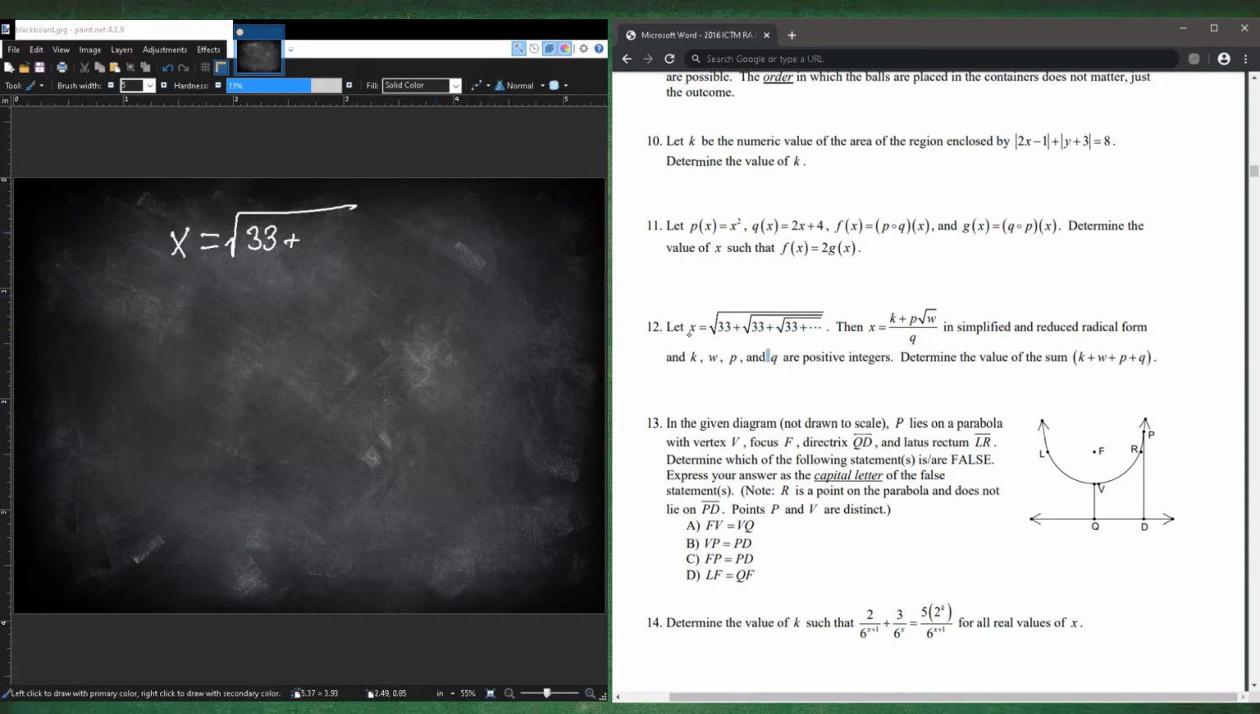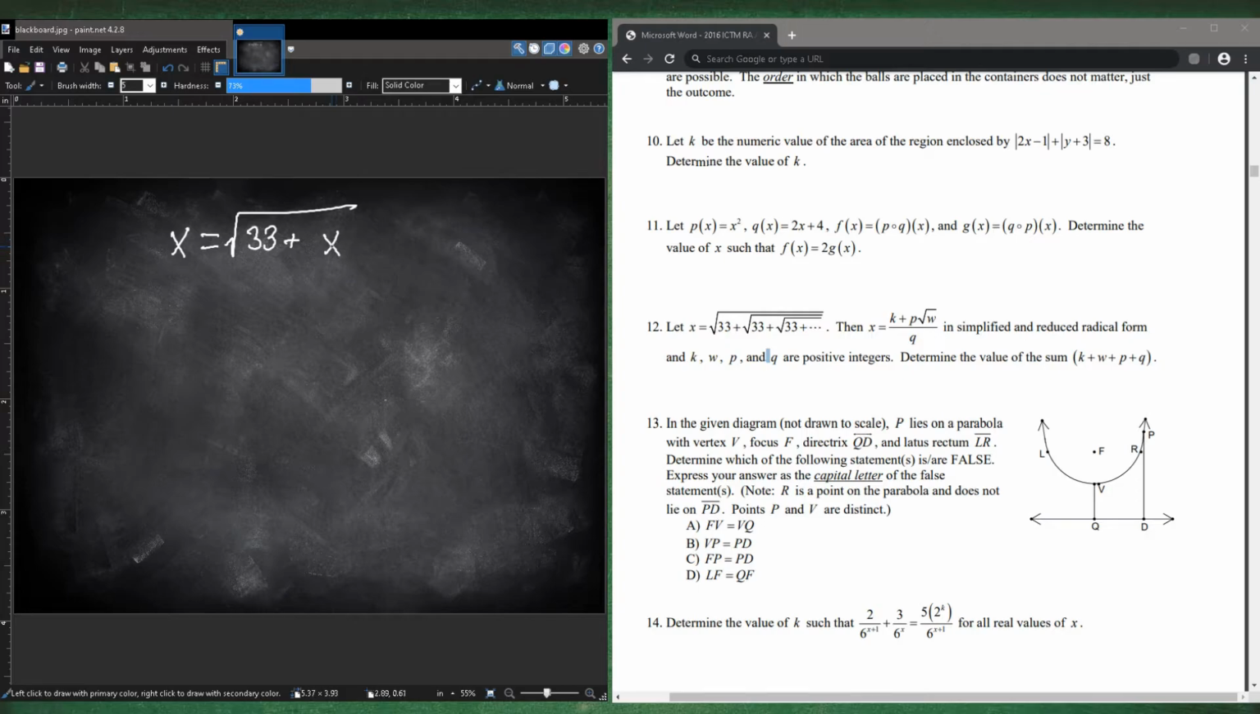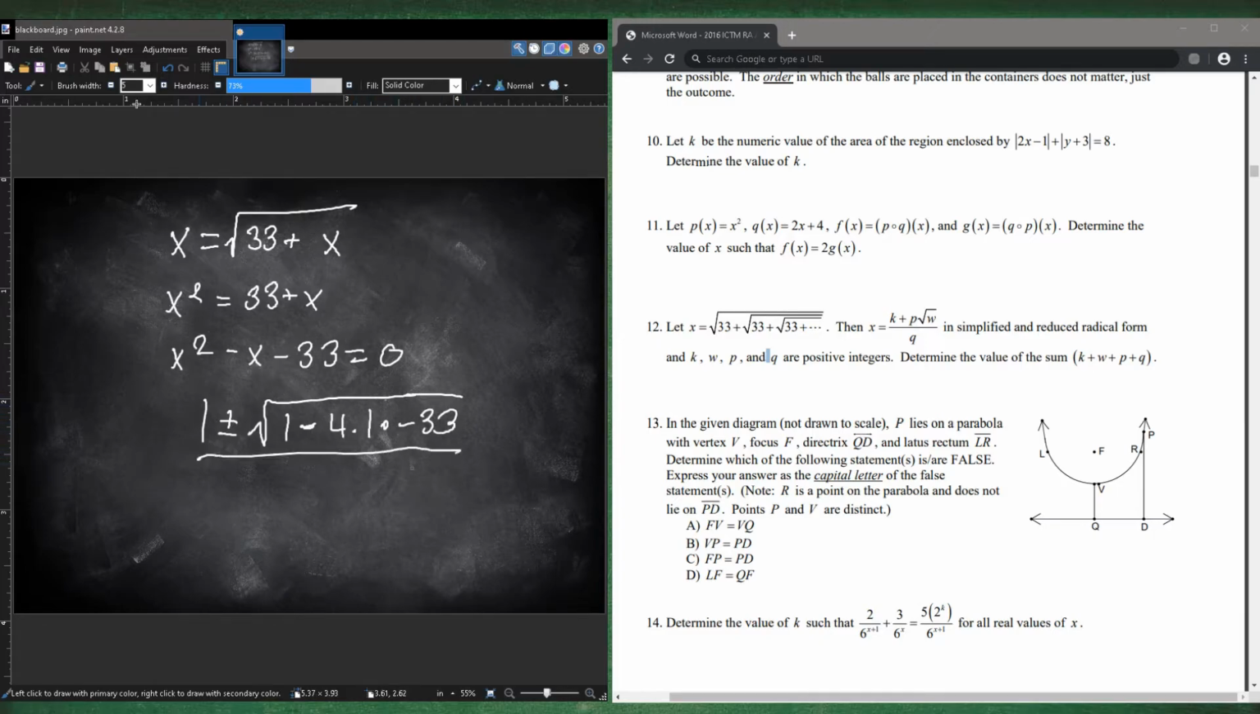Imagine we substitute this x with the square root of 33 plus square root of 33 plus square root of 33, inside, inside, inside. It's basically the same thing, so we could rewrite it as x equals the square root of 33 plus x. Then we could square both sides, so x squared is equal to 33 plus x. So x squared minus x minus 33 is equal to 0. And then we could just use the quadratic formula: negative b plus or minus the square root of b squared, which is 1, minus 4 times a, which is 1, times c, which is negative 33, over 2a.